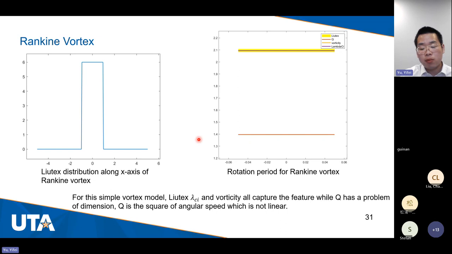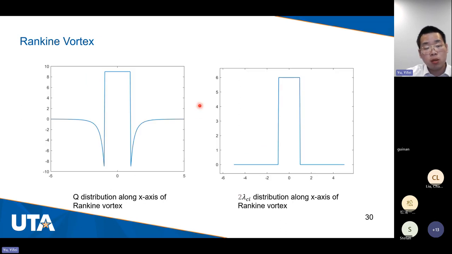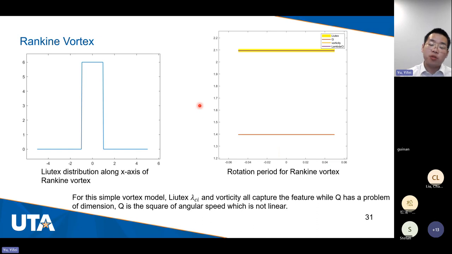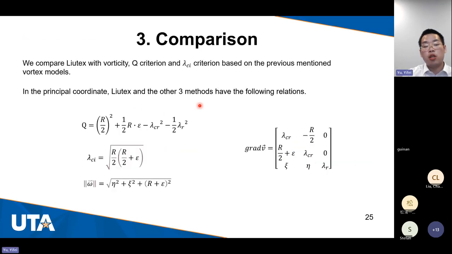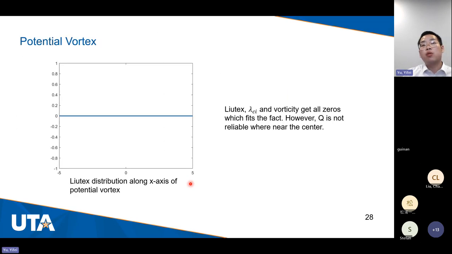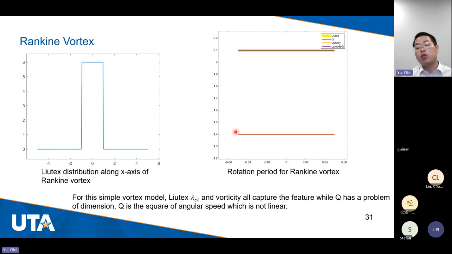Only Q is lower, but maybe because Q has a problem of the dimension. If you look at the expression here, Q is r squared, and the other, lambda CI, if you take the square root, is r. Also, for the vorticity, it's r squared, but we take the square root, so it's also on the dimension of r. So the rotation period of Q can be different.